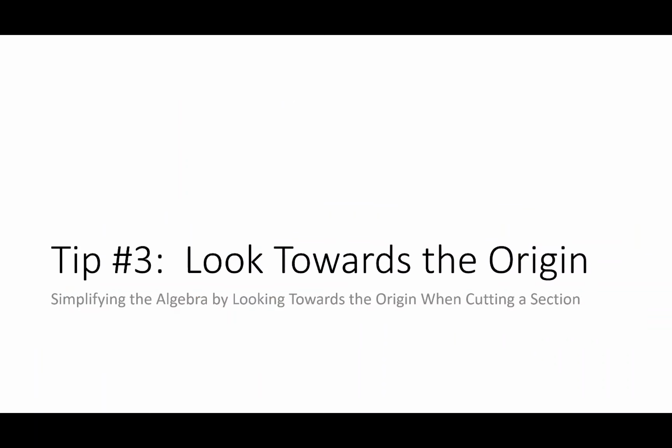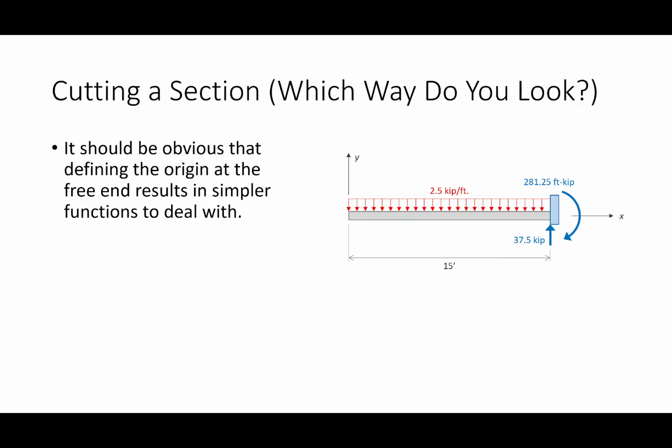Tip 3. When cutting a section, always look toward the origin. Okay? So, here's the problem. Let's take a look at this. And you agree with me, based on tip 2, to put the coordinate system at the free end. So there's the coordinate system at the free end. Now we need to break out the samurai sword or the lightsaber. Okay, we've got to cut a section.